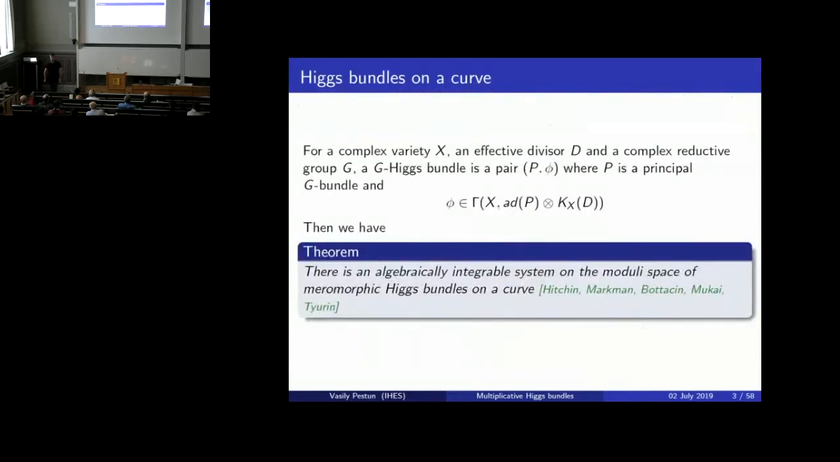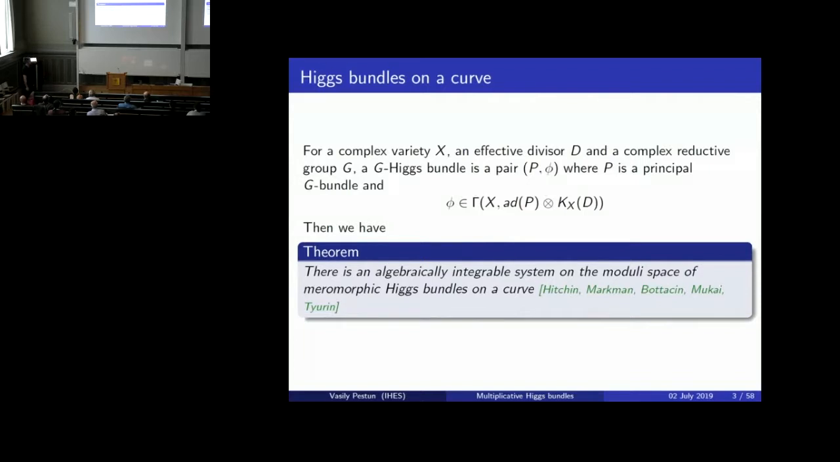First, I will recall what a Hitchin system is. Most of you know, but still, you consider a curve and a system of Higgs bundles on a curve, defined as follows. You consider a pair of a principal G bundle, where G is, let's say, a complex reductive group, and a section phi of the following bundle. That is, it takes values in the adjoint representation.